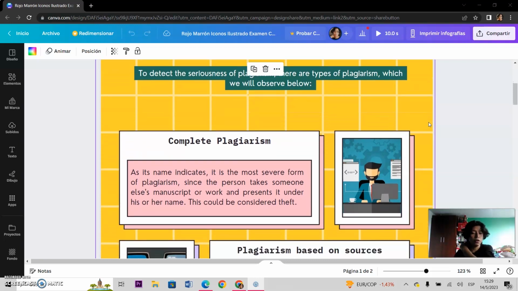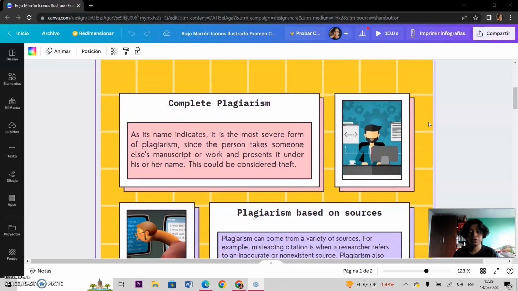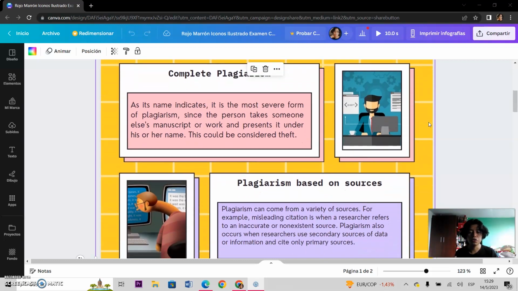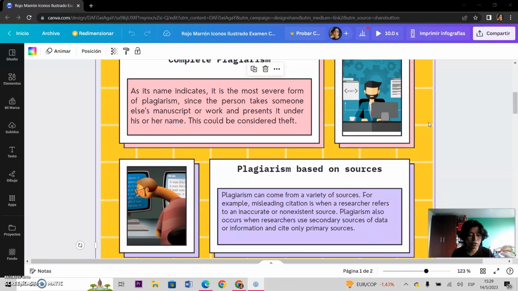To start, the first is complete plagiarism. As the name indicates, it is the most severe form of plagiarism, since the person takes someone else's manuscript or work and presents it under his or her name, and this is important because this could be considered theft.